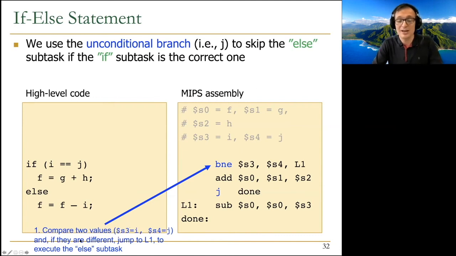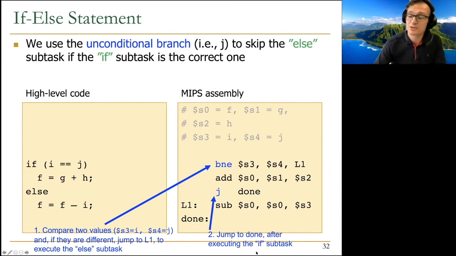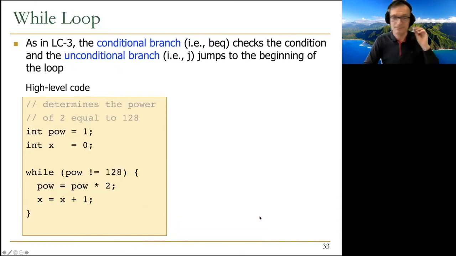Okay, so basically, I already said this. You compare the two values, and if they're different, jump to L1. Otherwise, we execute the else subtask over here, right? This unconditional jump jumps to done after executing the if subtask. Okay, while loop is a little bit more complicated.